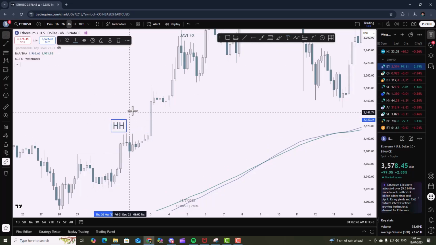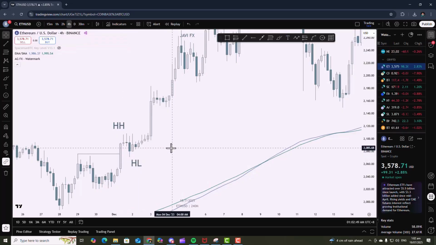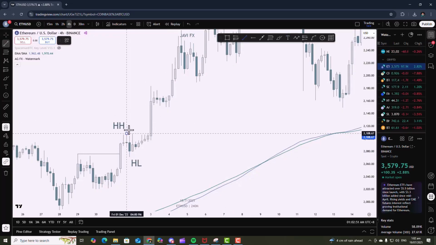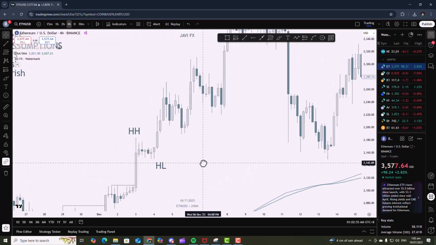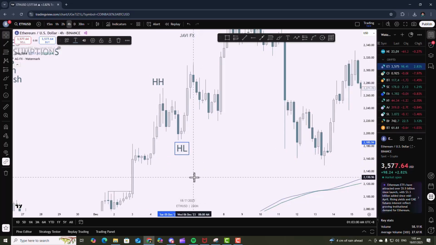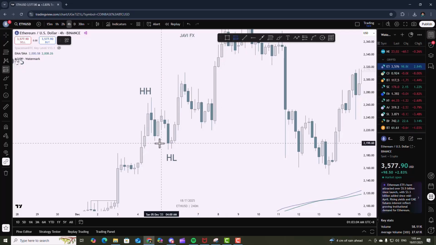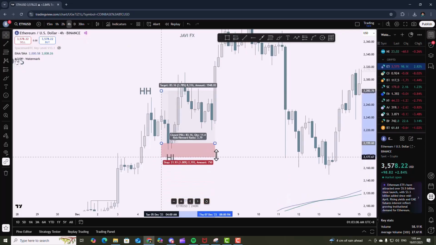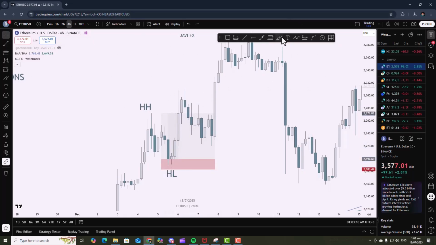So higher high. Now this will be our higher low. This one right here. They break structure again. Higher high, higher low. Higher high, higher low. Right? Let's say you wanted to position at the higher low. Let's just say you already have a target, which is a higher high.